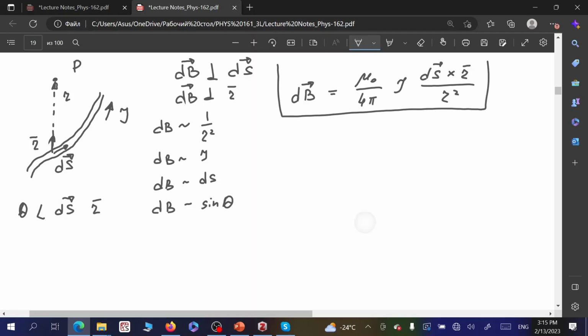And here this mu naught is the magnetic permeability of free space. It is given as 4 pi times 10 to the minus 7 Tesla times meter over ampere. So this is a universal constant. We have a universal constant, we have the magnitude of the electric current.